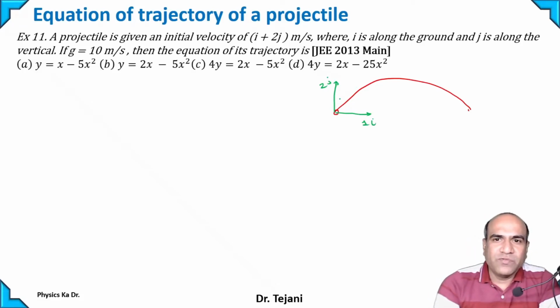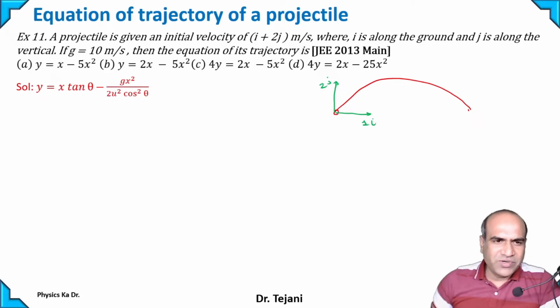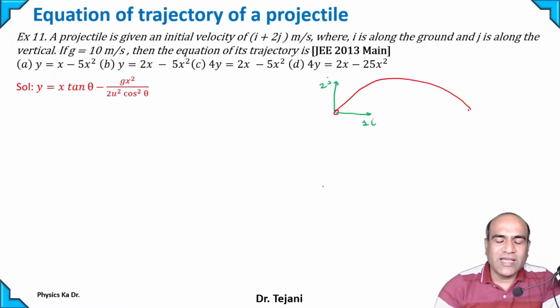We have the equation of trajectory, right? So many options are given: y is equal to x minus 5x square, y is equal to 2x minus 5x square, 4y is equal to 2x minus 5x square, and 4y is equal to 2x minus 25x square. So we have to remember this equation, right? y is equal to x tan theta minus g x square by 2 u square cos square theta.